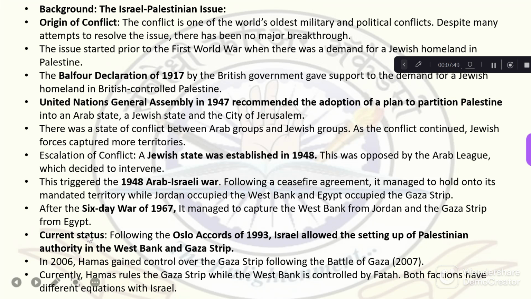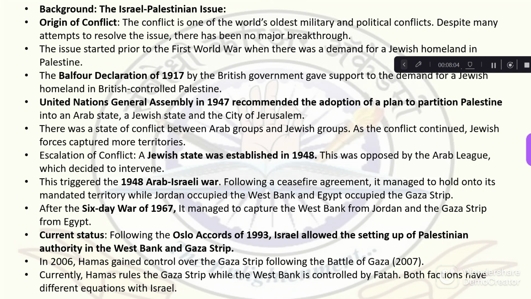And what is the current status of the region? It is according to the Oslo Accord. The Oslo Accord is an agreement that was signed in 1993, and Israel allowed the setting up of the Palestinian Authority in the West Bank and Gaza Strip.